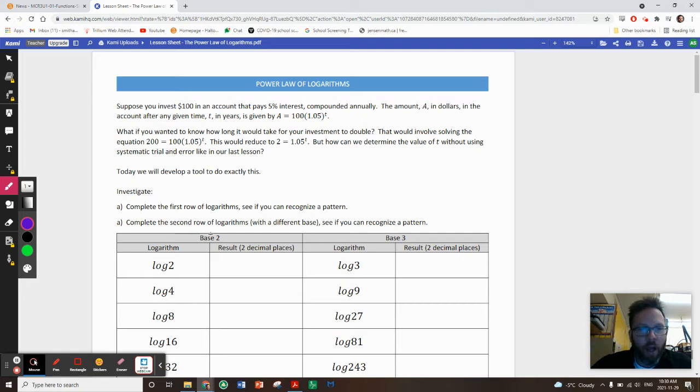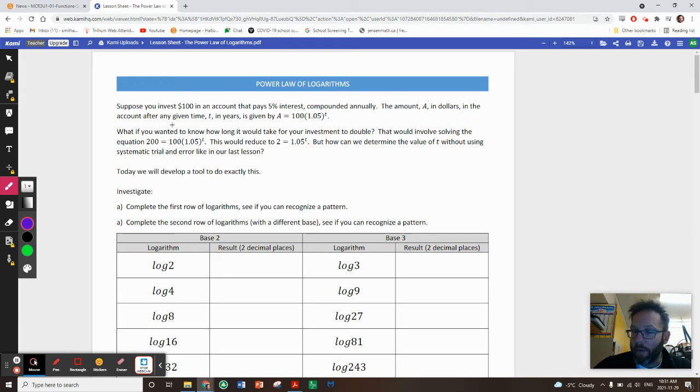So here we go. Today we are doing our fourth lesson of Unit 6. We're looking at what we call the power law of logarithms. And as a bit of motivation onto why that's useful, consider the following scenario where we invest some money, $100, in an account that pays 5% interest compounded annually. That just means that the 5% interest is calculated and added on at the end of the year.